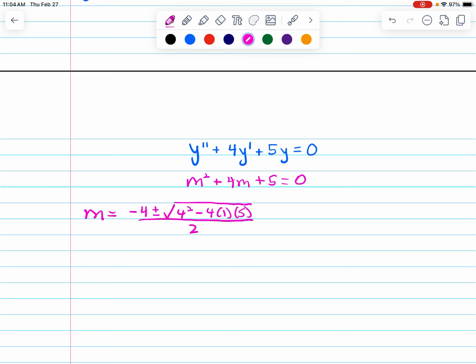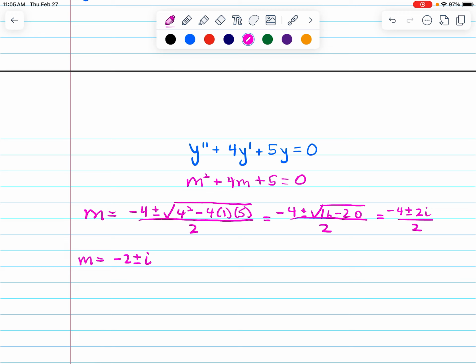This is negative 4 plus or minus the square root of 16 minus 20, over 2. And that will give us negative 4 plus or minus 2i, right? See, 16 minus 20 is negative 4. The square root then is going to be 2i. So here's what I get: m is equal to negative 2 plus or minus i. There it is.